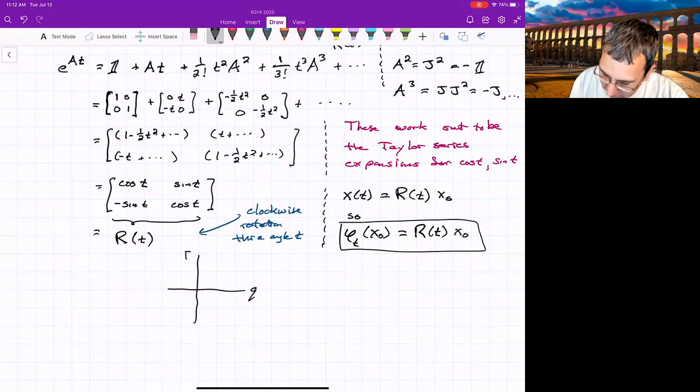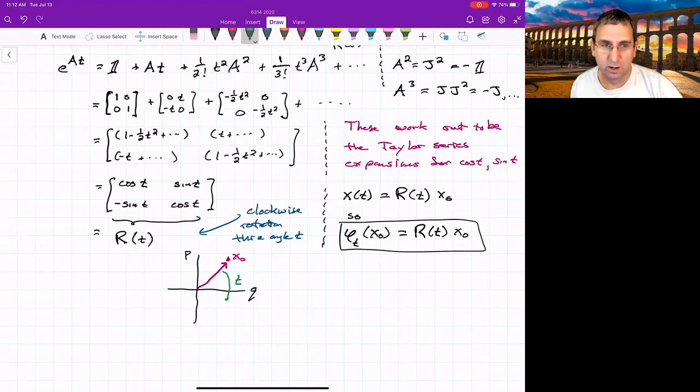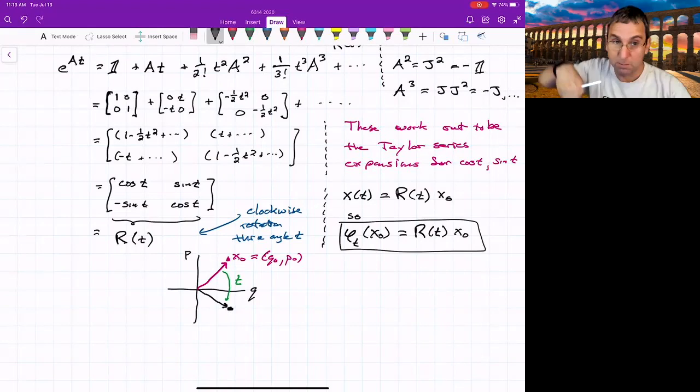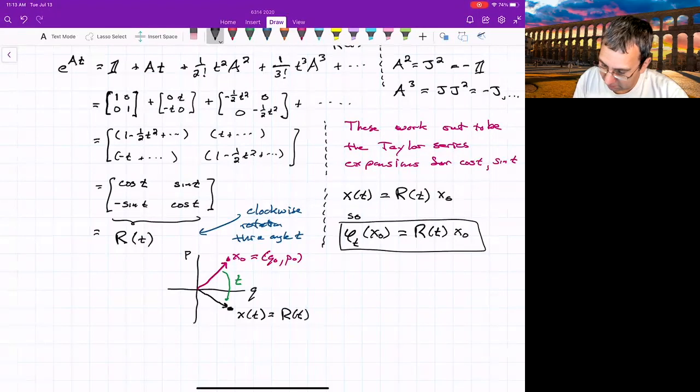here's Q, here's P, right, here is an initial vector. So this point, X naught, if we take that initial condition X naught and say, well, where does this go? So this is Q naught, P naught. This will go to a new point, and it doesn't change its direction or change its distance from the origin. It's pure rotation. So this is X at time T is R of T times X naught.